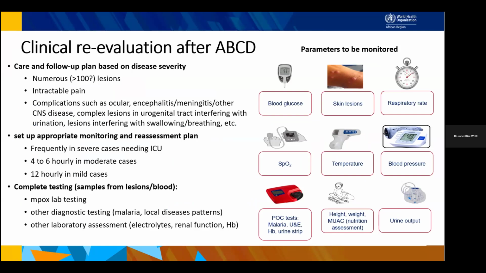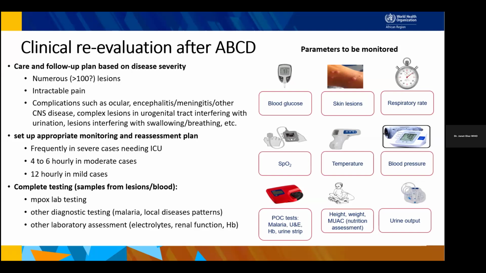And any complication of organ dysfunction, so that would include organs such as your eyes, organs such as your brain, so mental status changes, encephalitis, meningitis, organs such as your cardiovascular system or your pulmonary system, so shortness of breath, chest pain, trouble breathing, and then any other complex lesion in the urogenital tract that can be interfering with urination, or the perirectal area that can be impairing defecation, and any lesions that may be interfering with swallowing and breathing.